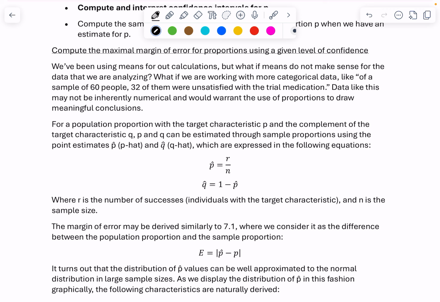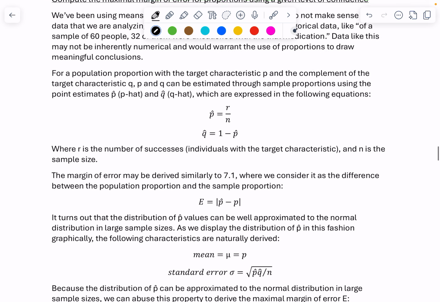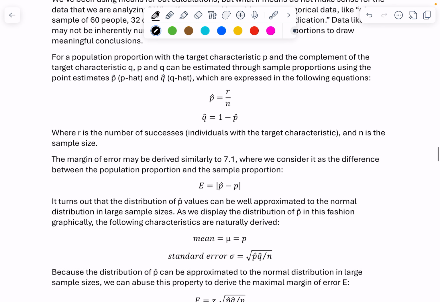If we're working with categorical data, which is a really big application in this section, we're going to be working with proportions. So again, we're talking about categorical data and also any data that may not be inherently numerical. In our population proportions, we're going to be looking at our target characteristic, but also considering the other portion of our data set that does not have our target characteristic.